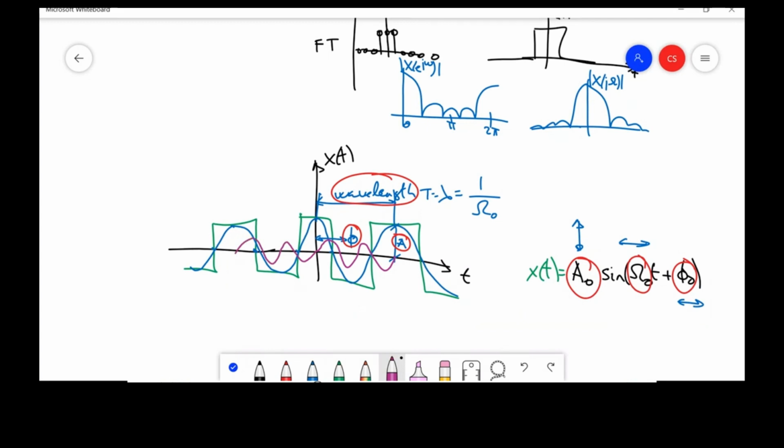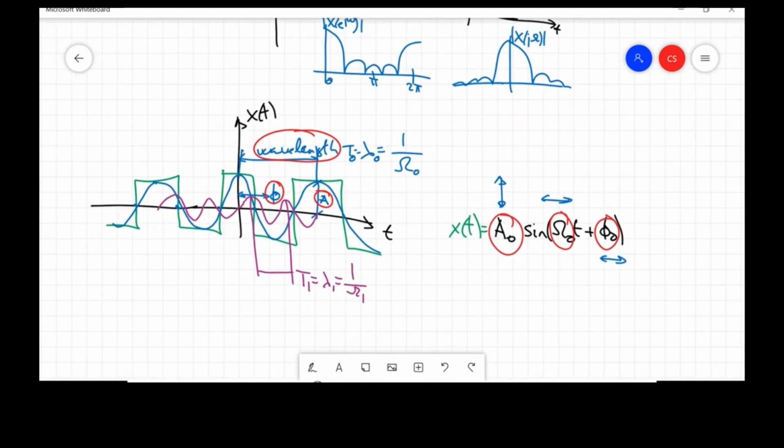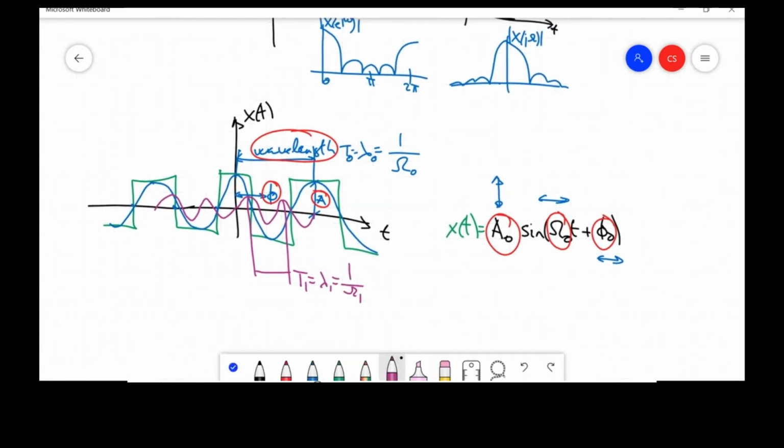So now this period here is the period of the new one. This would be T naught, and the new one would be T1, lambda 1, that is 1 over omega 1. It turns out that omega 1 is twice omega naught.